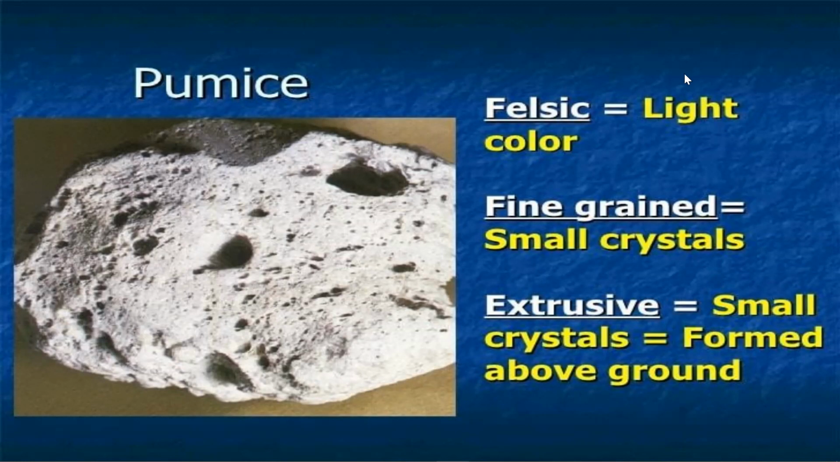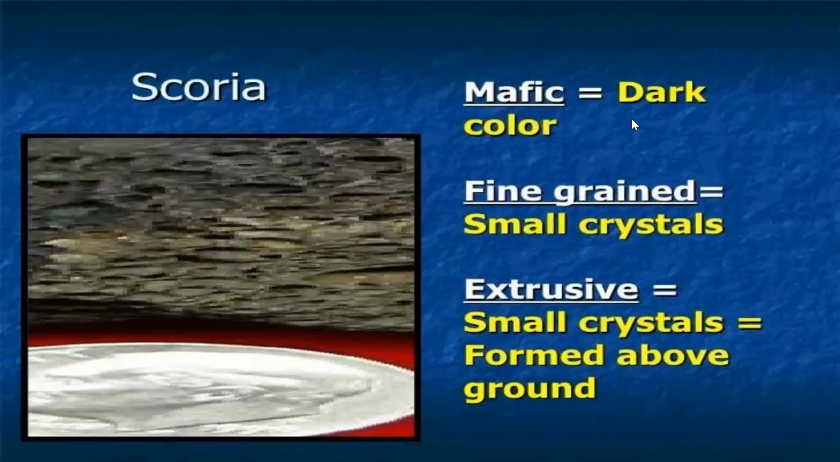All right, I don't think I have any more examples. Oh, I guess I did. Scoria: dark color, meaning it's mafic, fine grain, small crystals, extrusive, small crystals formed above ground. We have our little chart. That's why I had you write down that chart.